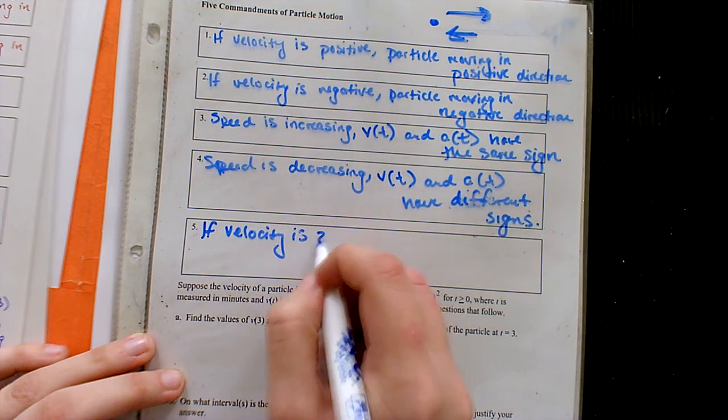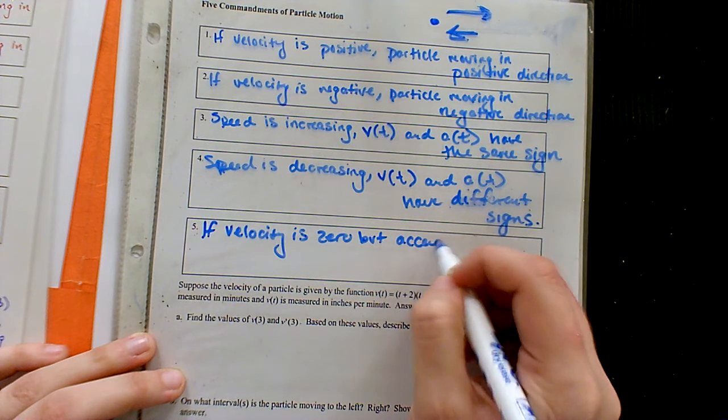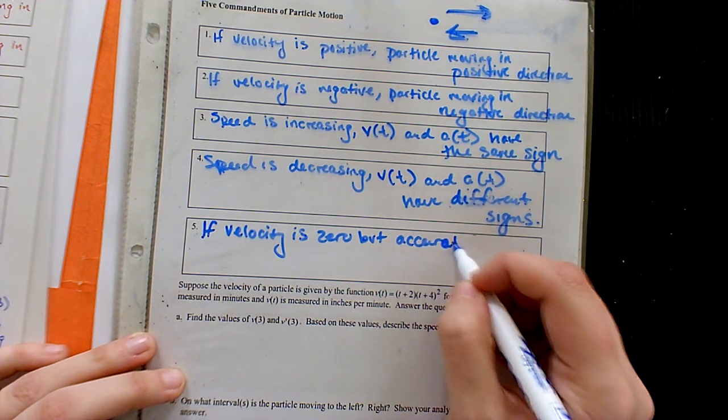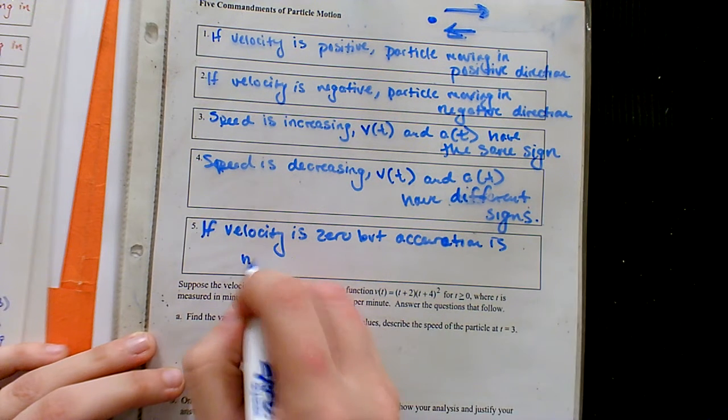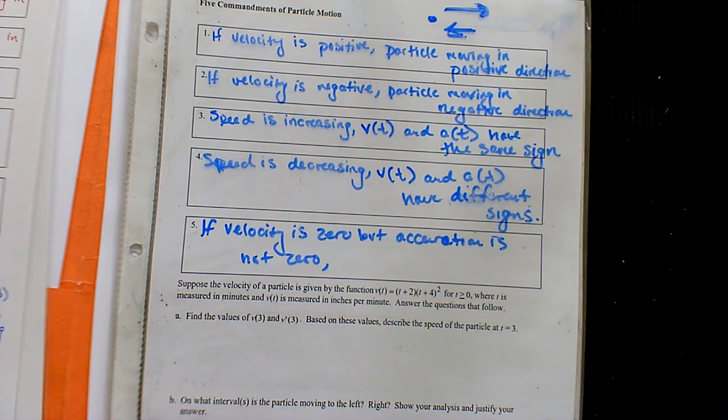if velocity is 0, but acceleration is not 0. Can we think about what happens there? If you have a 0 speed, but you are accelerating. So you're telling me you're staying still, like you're not going anywhere, but you're somehow accelerating.